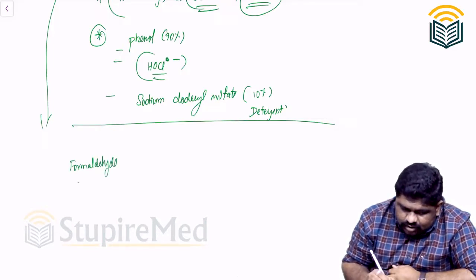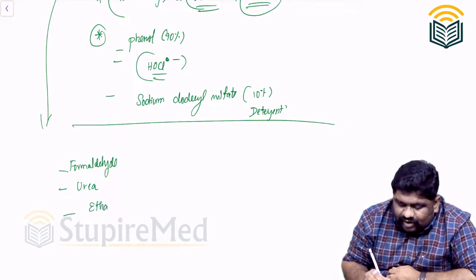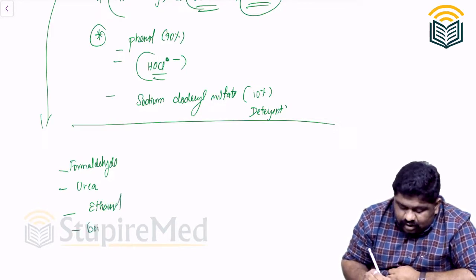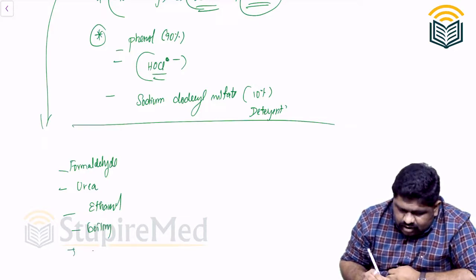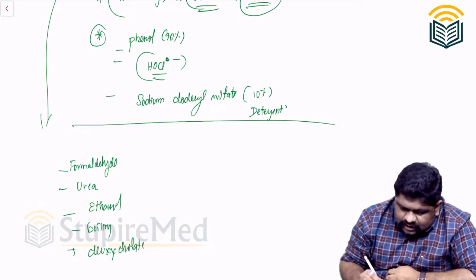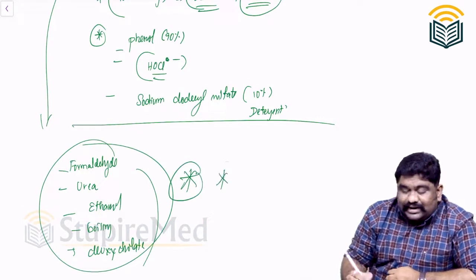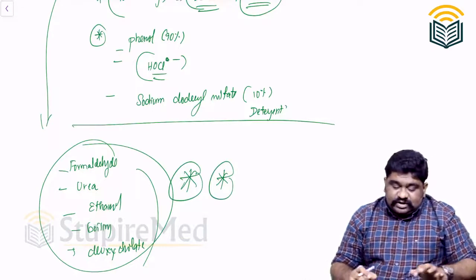At the same time, urea, not effective. Ethanol, not effective. Boiling, not effective. Deoxycholate, not effective. All these are less effective. Okay, so this is needed for you to crack open certain kinds of options. So let's revise once again.